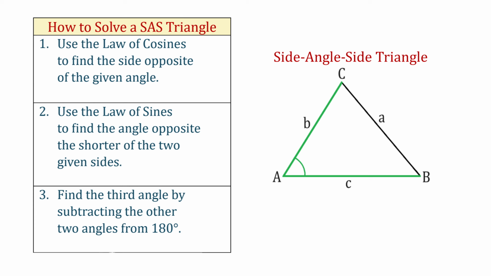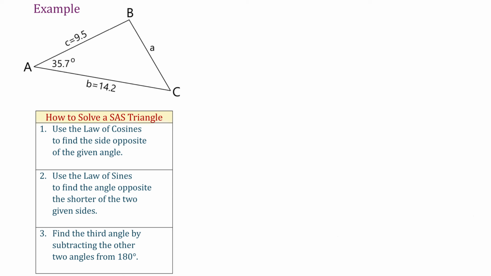And now, in step 3, find the third angle by subtracting the other two angles from 180 degrees. So if we know angles A and B, then we can find angle C by subtracting these two angles from 180 degrees. Now here we have a triangle with side B of 14.2 units, side C of 9.5 units, and angle A of 35.7 degrees.